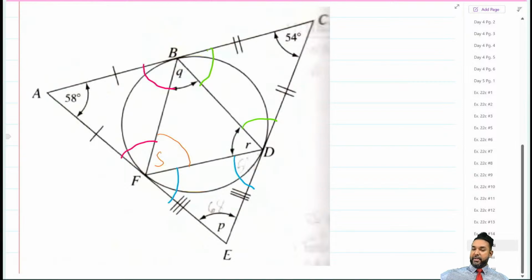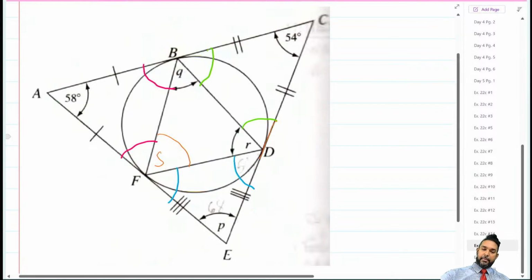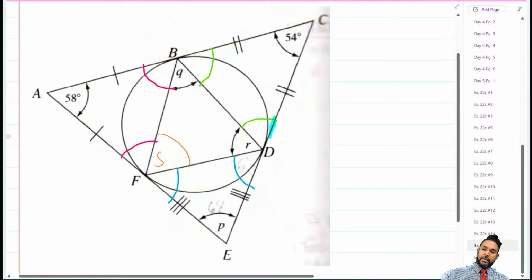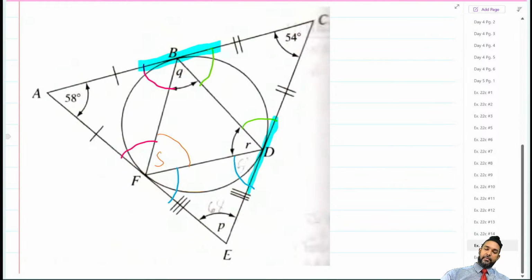Find the pink angles, find the green angles, find the blue angles. And then remember that this is a straight line. There's a straight line here, right? And what's the angle on a straight line equal to? 180 degrees. So if you find the blue and the green up at P, you can find Q. If you find the pink and the green up at Q, you can find angle Q. If you find the blue and the green by R, you can find R. And then when you find Q and R, you can find S. Or you can find the pink and the blue and find S.